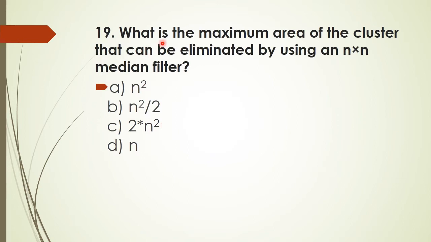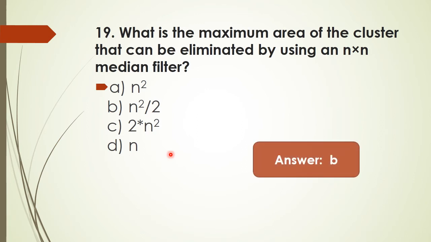Next question. What is the maximum area of the cluster that can be eliminated by using an n cross n median filter? Option A, n square. Option B, n square by 2. Option C, 2n square, and option D, n. The correct answer is option B, n square by 2.